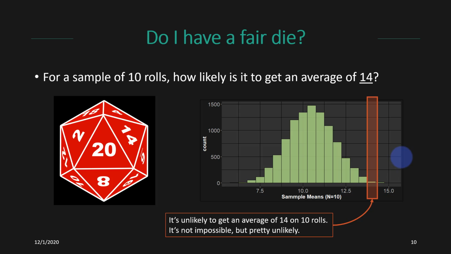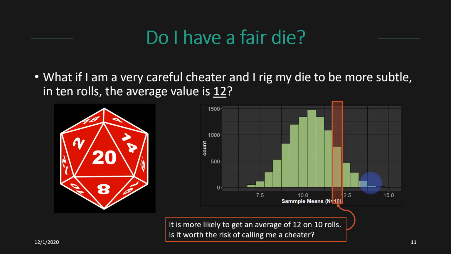So if you see that I've rolled a 14 on 10 die rolls, oh man, it's unusual, it's unlikely, but do you really want to stand up and say that you think I'm cheating in this situation? There's a cost to saying that you don't think that my die is fair. And if I'm an even more careful cheater, I might rig my die to be more subtle so that in 10 rolls, the average value is 12, right?